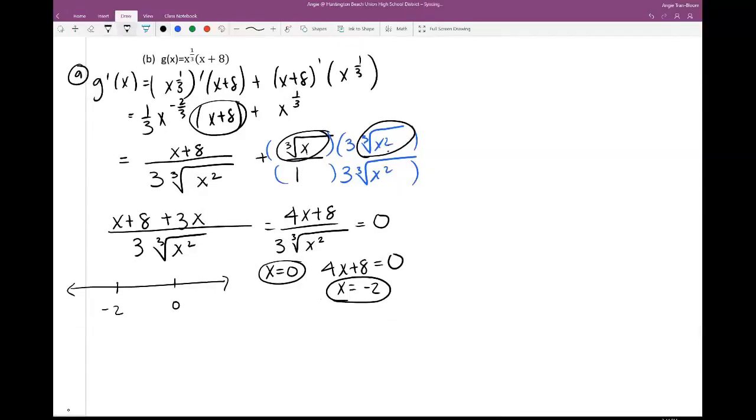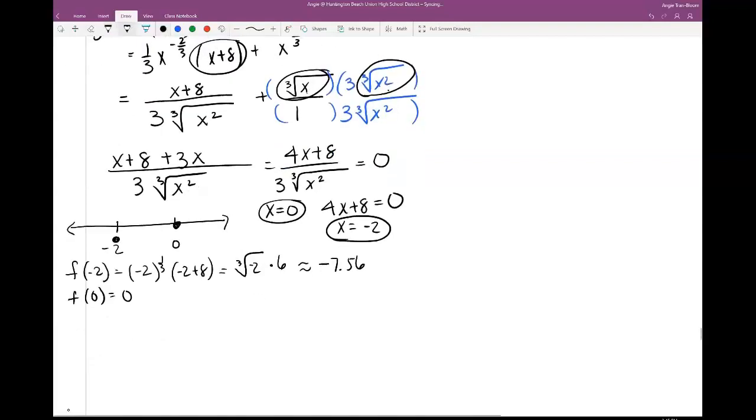Then from here, I need to find minimum or maximum. So can we check? F of negative 2 is, we need to plug in negative 2 to the 1/3, times negative 2 plus 8. So that's really 3rd root of negative 2 times 6, which is about negative 7.56. And let's plug in 0. F of 0 is going to be 0. So one of them is negative. Currently this is 0, and this is negative somewhere down here. And I still don't know which one is which.